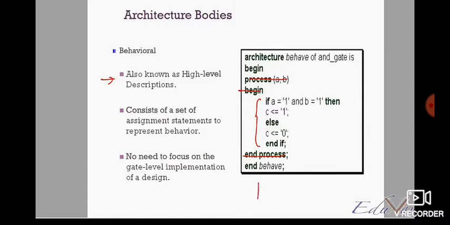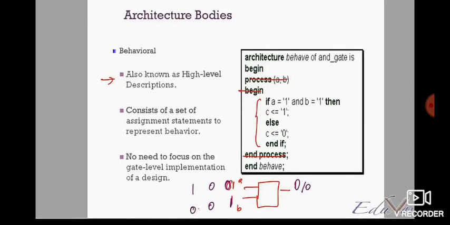So basically what I'm trying to say, I have a circuit which says that if A is 1 and B is 1, then my output C should be 1. Else in any other condition, for example, if A is 0 and B is 1, then my output is 0. Or A is 0, B is 0, output is 0.